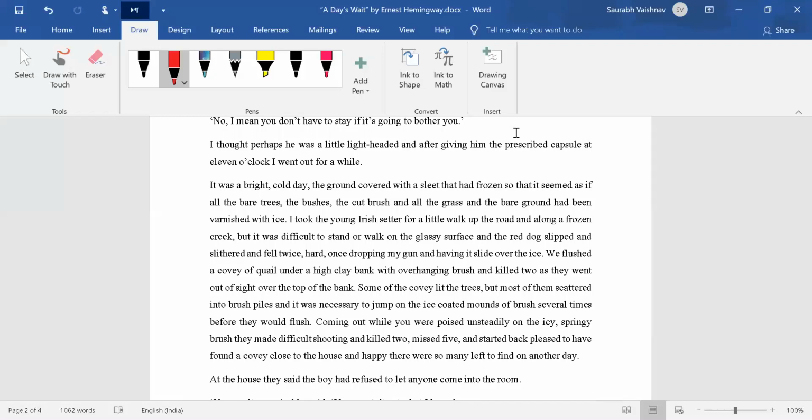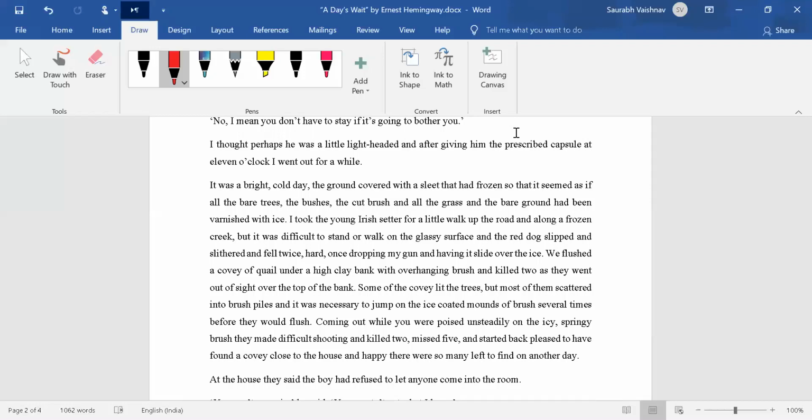And after giving him the prescribed capsule at 11 o'clock, I went out for a while. So what did the father do? He felt that probably Shads wanted to stay alone. So he left him and went out. Father went out for a while.